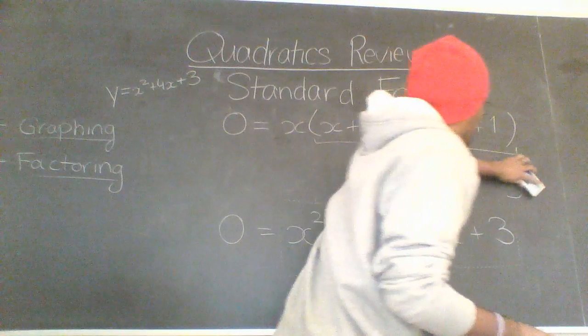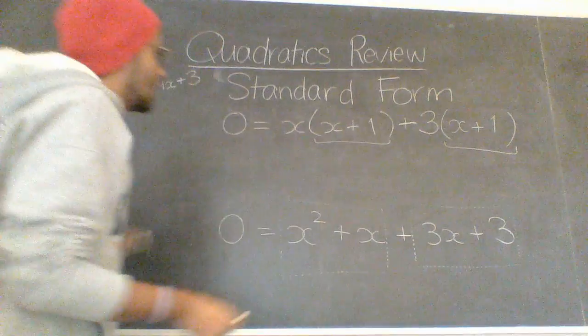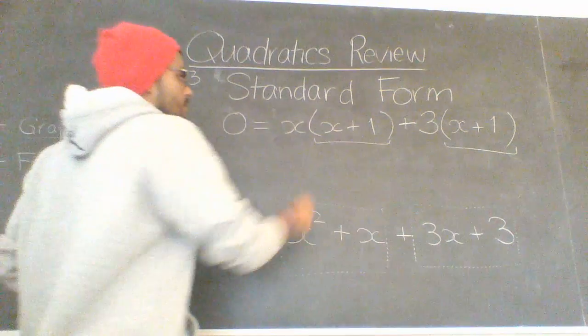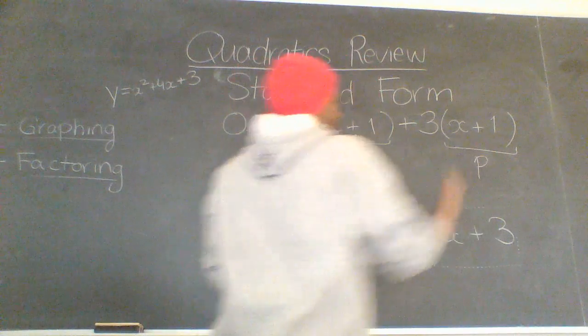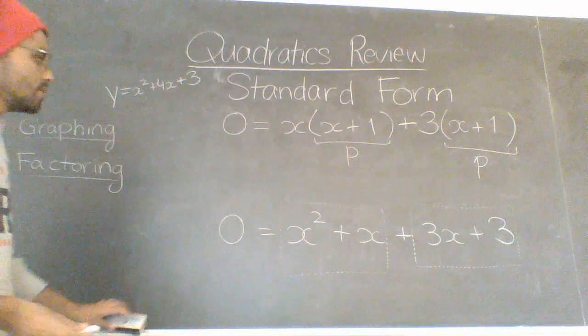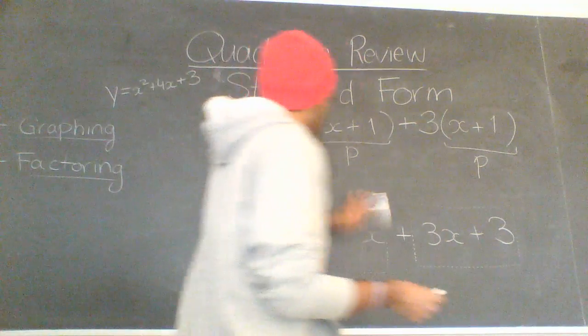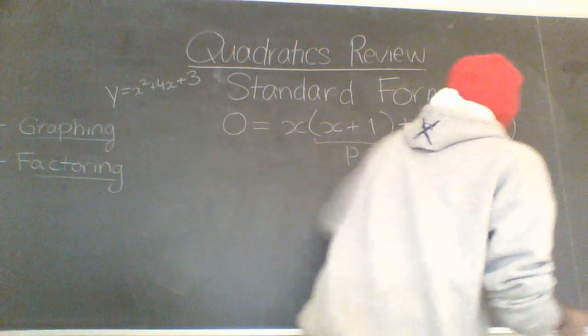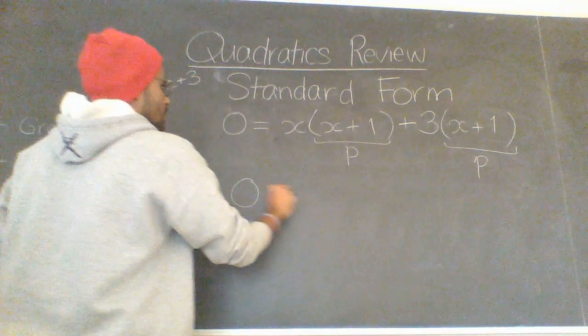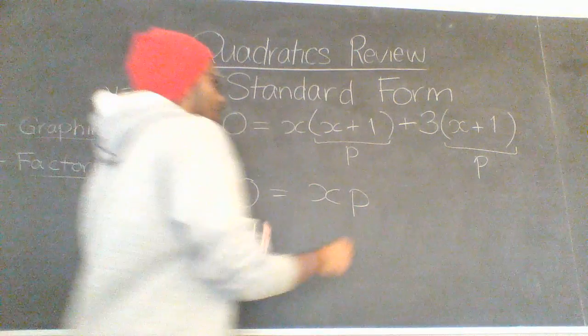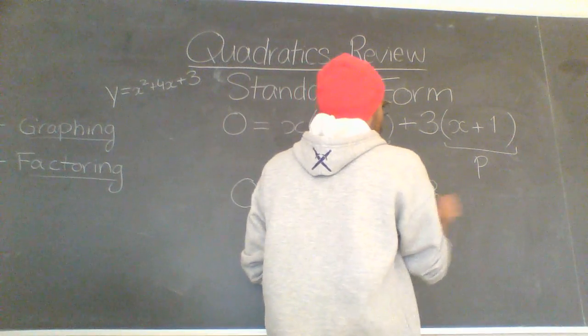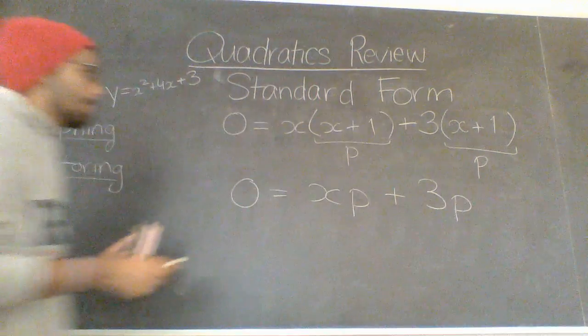Okay, your next step is, if you wish, let's give that bracket a name, and we have traditionally gone with p, so we'll keep it with p. All right, so now your next line would look something like 0 equals x multiplied by p, because p is representing those brackets, plus 3 times p.